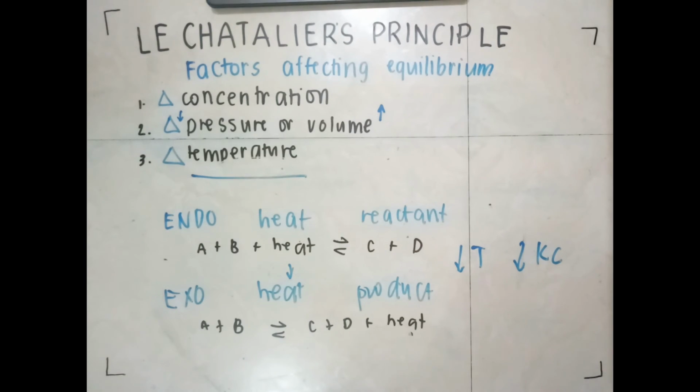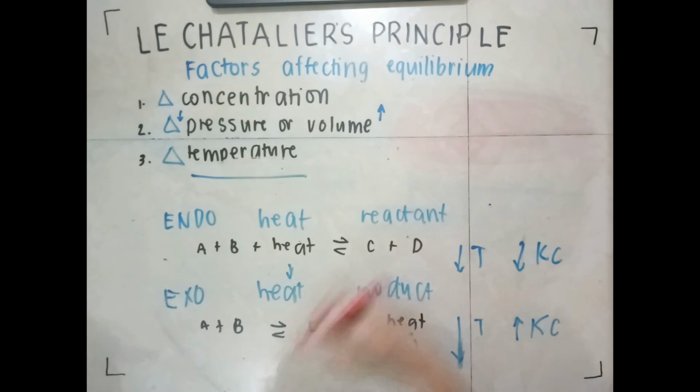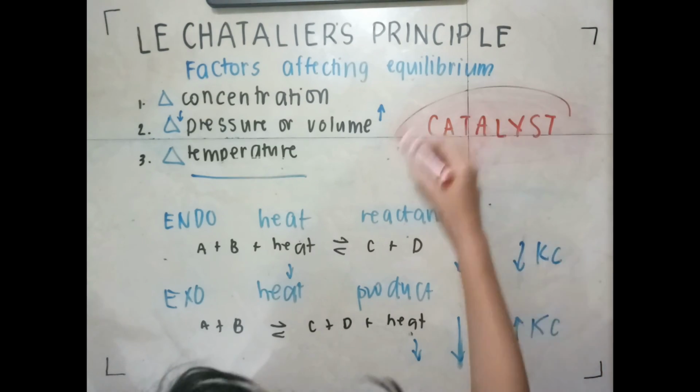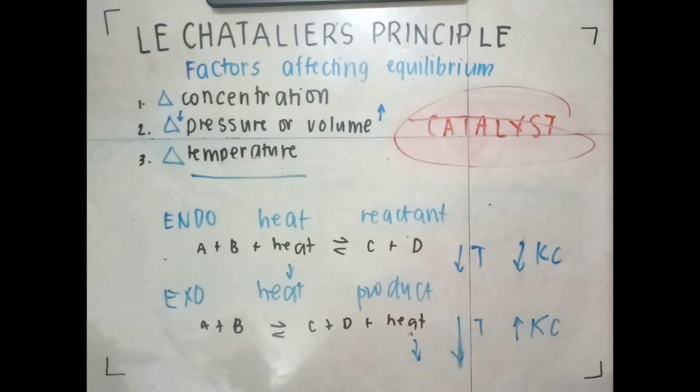Now for an exothermic reaction, if you increase temperature, Kc will decrease. But if you decrease the temperature, Kc will increase. So that's the end of Le Chatelier's principle, factors affecting equilibrium. Remember, catalysts do not affect equilibrium. They only speed up the reaction.